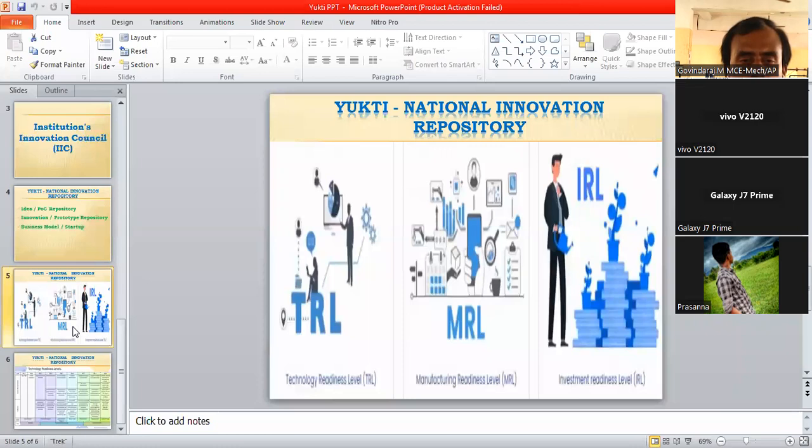If you have an idea, when you come to the final year stage, that idea is converted to a product. For converting an idea to a product, you need a startup company. For starting that company, you need investment. That is the investment readiness level. Investment readiness level is nothing but the financial support you get from either the government or private sectors to convert your idea into a product. So these are the three levels: technology readiness level, manufacturing readiness level, and investment readiness level.